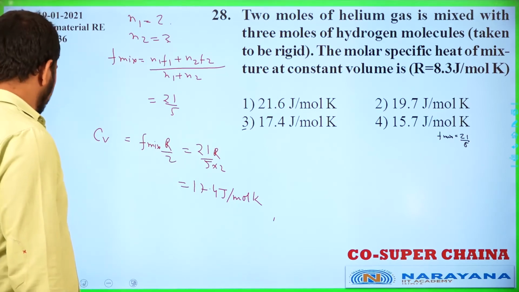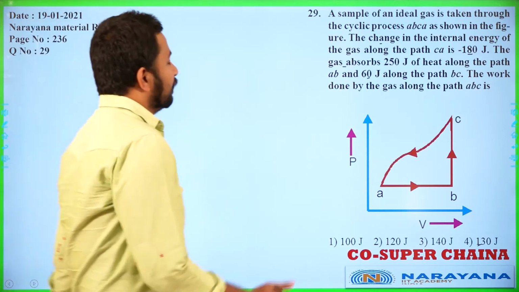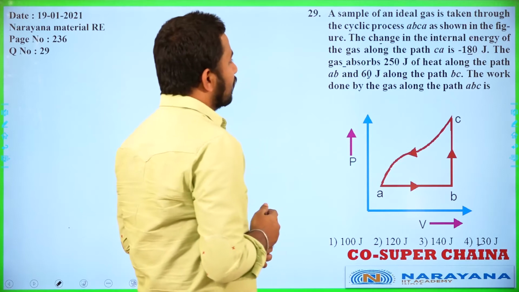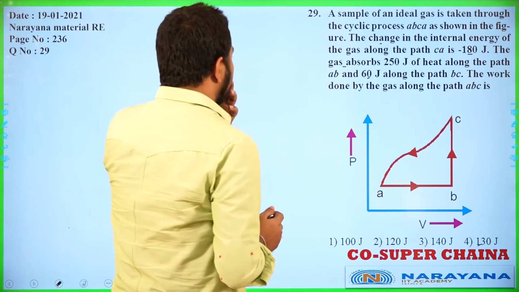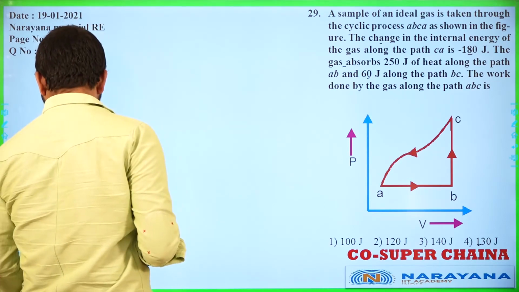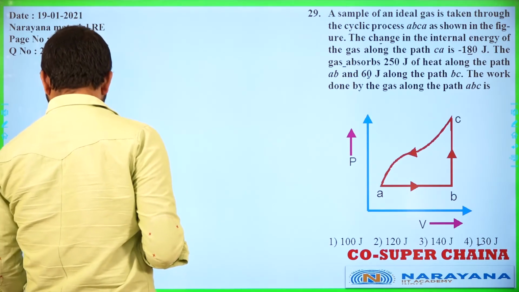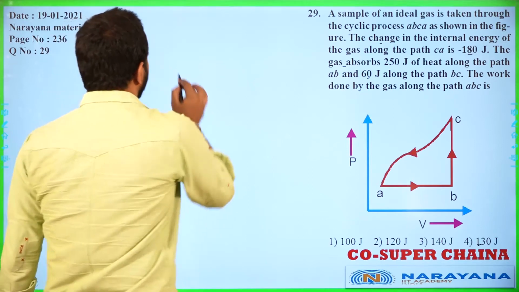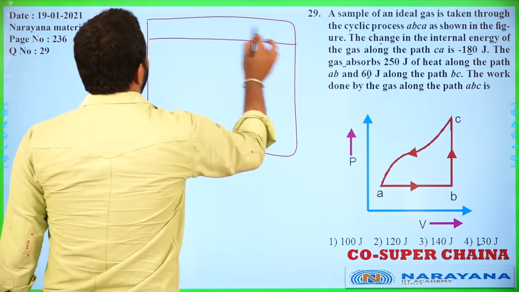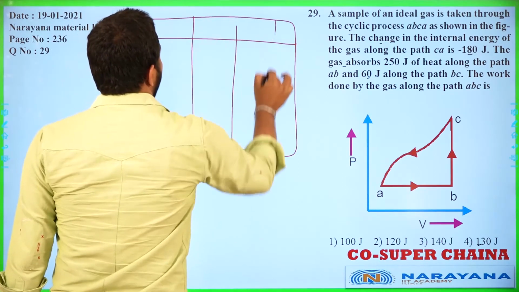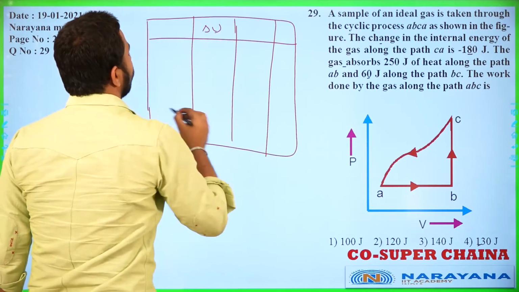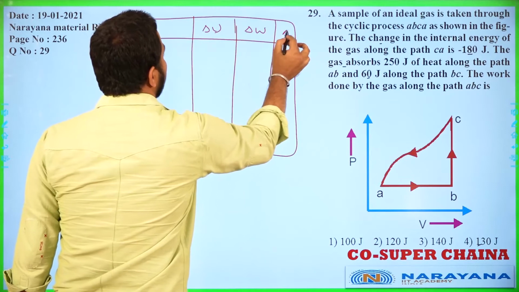So the next question which we have to do here is, a sample of an ideal gas is taken through the cyclic process ABC as shown in the figure. The change in the internal energy you have to calculate. So first we'll try to draw a table and then try to simplify this. So we'll draw a table like this, with delta U, delta W, delta Q.